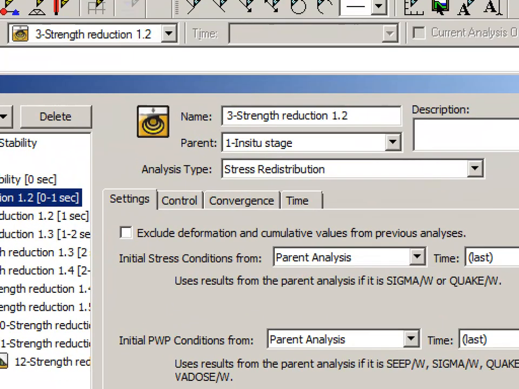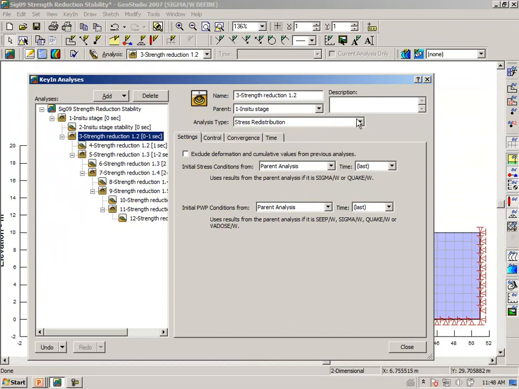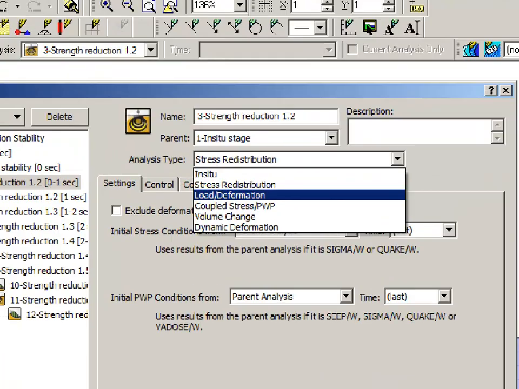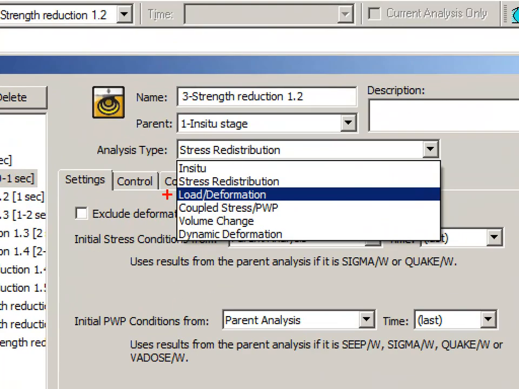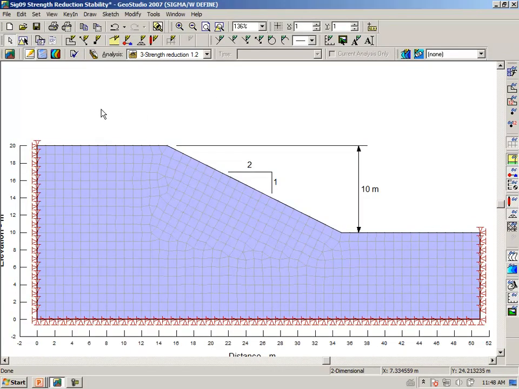So in each case, going back to the define view, for the SIGMA analyses, we selected a stress redistribution type of analysis. It is part of the list here. We selected stress redistribution as our analysis here. So that is the procedure that we've used for this strength reduction stability analysis. I will just now summarize the results in a PowerPoint slide and in an Excel spreadsheet.